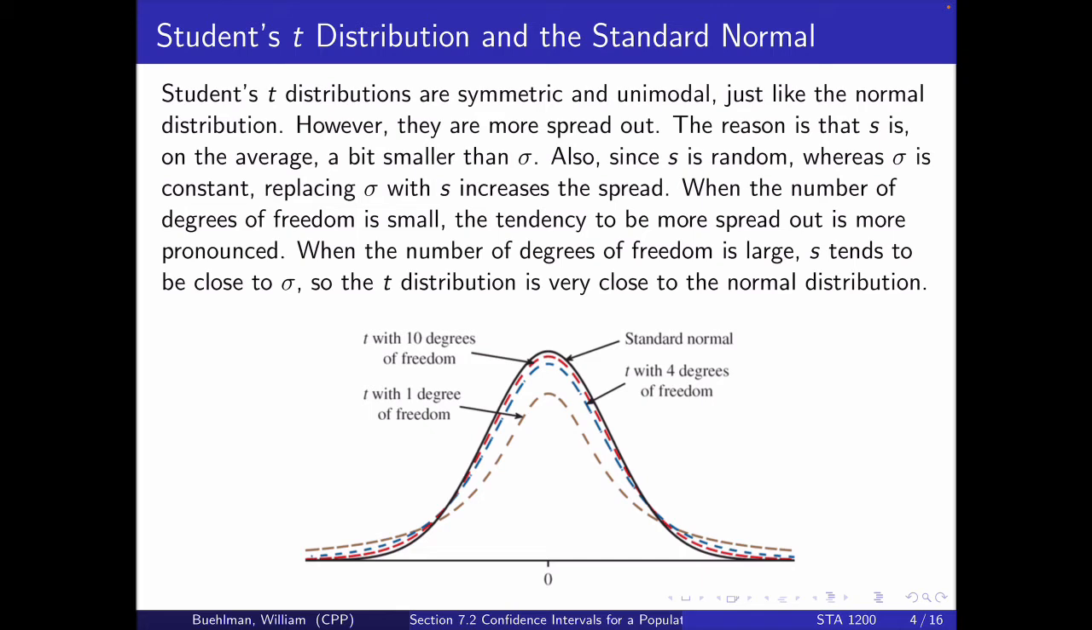So if we look at this graph down here, we see with 1 degree of freedom this brown dashed line. It's not very close to the normal distribution. It's more spread out on the ends and the peak isn't as high. When we get to 10 degrees of freedom, that red one, we're pretty close to the normal distribution. And as we get to larger and larger numbers, we will get closer and closer to that black line, which is the standard normal curve.